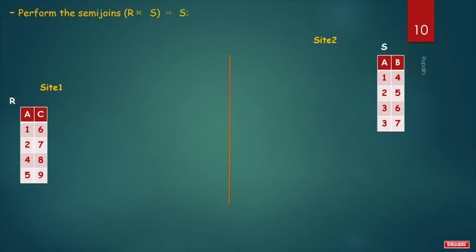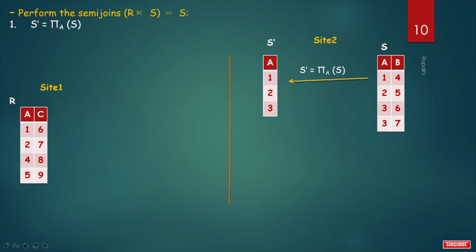Next approach is to perform the semi-joins, that is (R semi-join S) join S. Now see, this is site 1, this is site 2. In site 1 the table is R, in site 2 the table is S. Number 1, S dash equals pi A of S. After doing projection we get only this column A, and this is the S dash table. Next is send S dash to site 1.